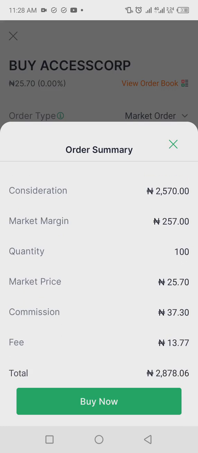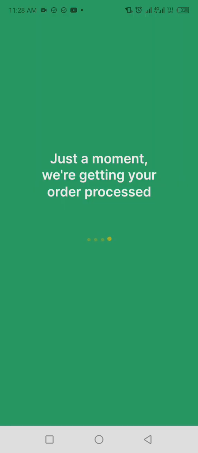How much commission are they charging? 37 naira. Very cheap compared to Trove. Well, it depends on the specific amount that you are buying. But Affrienvestor is cheaper compared to Trove. Is that okay? So let's assume I'm buying and let's click on buy now, right?